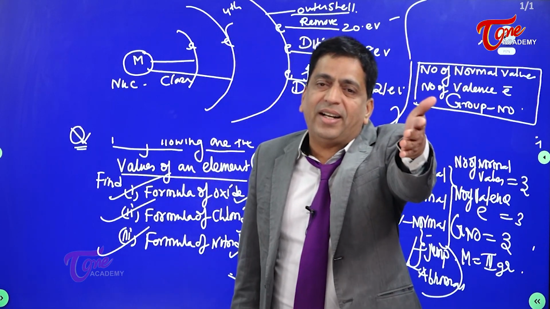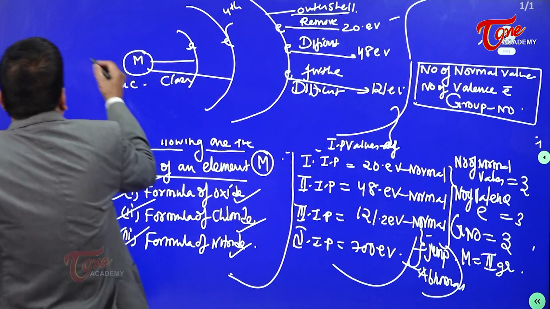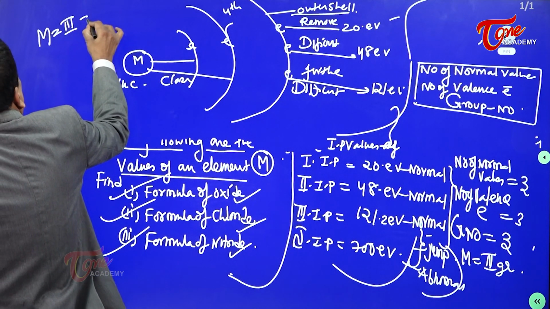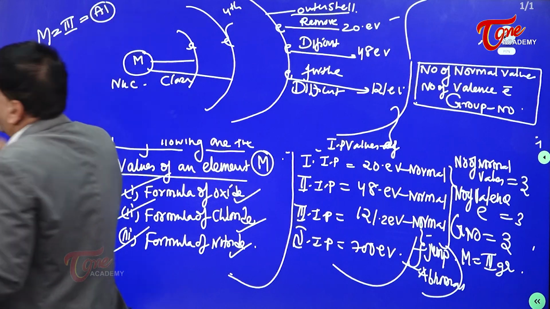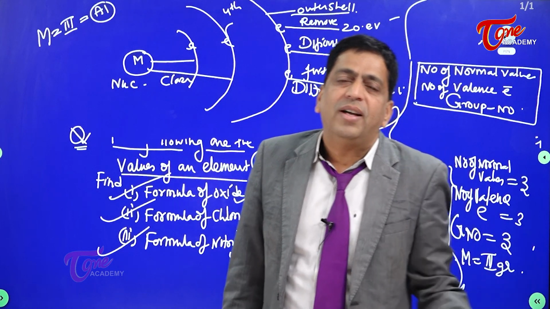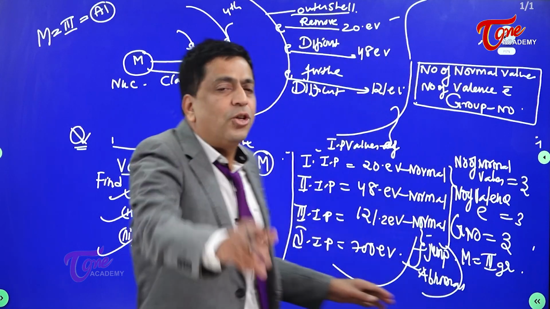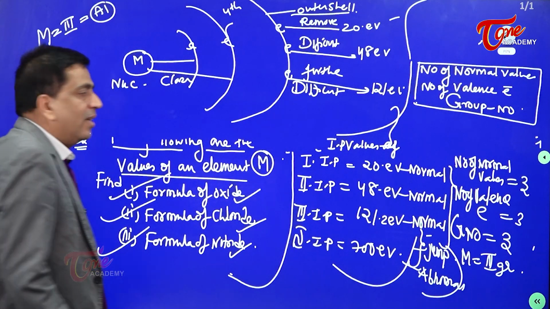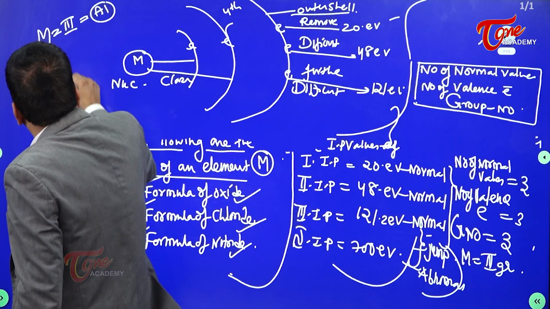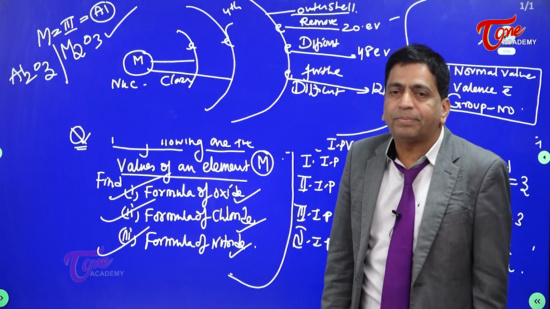And if you can recollect any element which you know in the third group, then if M belongs to the third group, let's take the case of aluminium. The best known element in the third group is aluminium. Can't you write the formula of oxide of aluminium? Yes, it is Al2O3, and for this question, the formula of the oxide is M2O3.